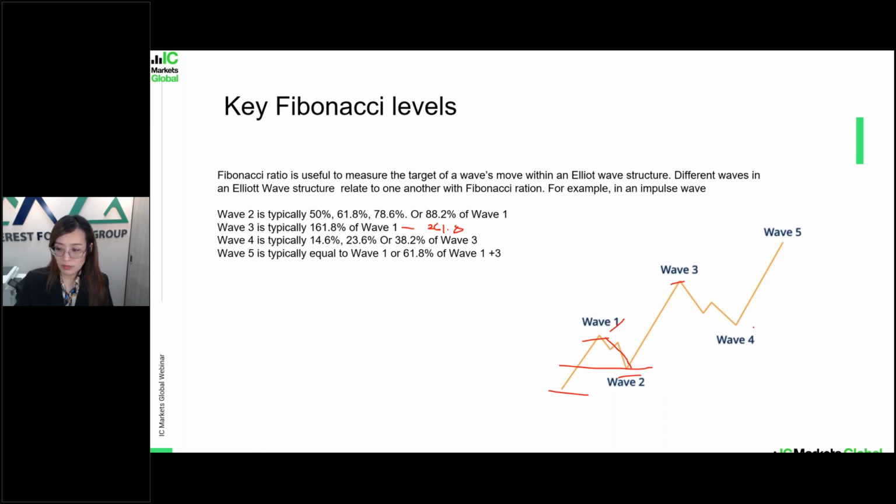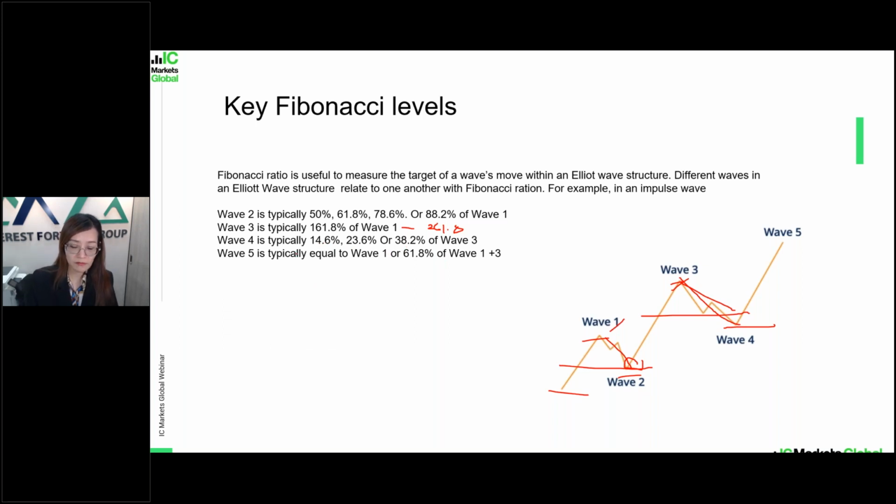And what about wave 4? This is wave 4. It typically retraces from here 14.6 to 38.2% of wave 3. So this is wave 3. You draw Fibo from the starting point to the ending point, and then you wait for the price to retrace 14.6 to 38.2% of wave 3.